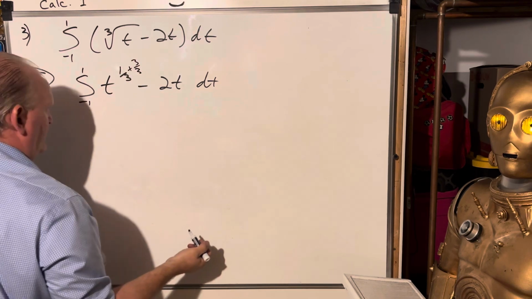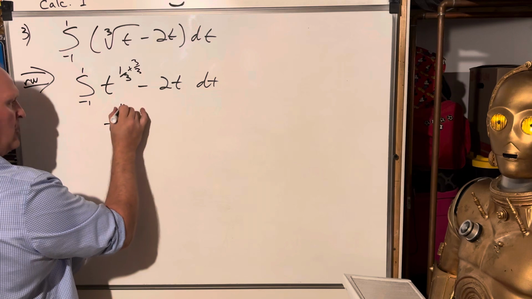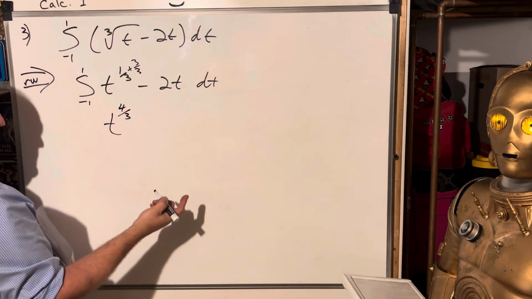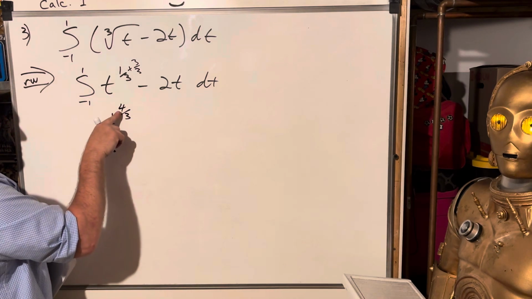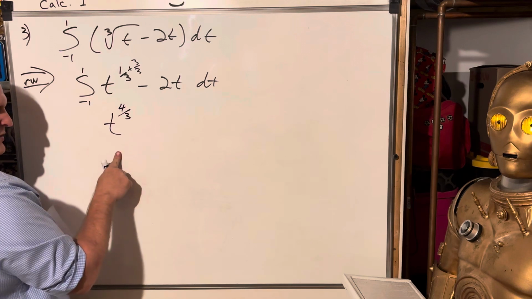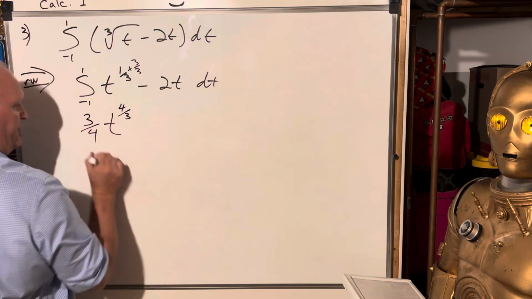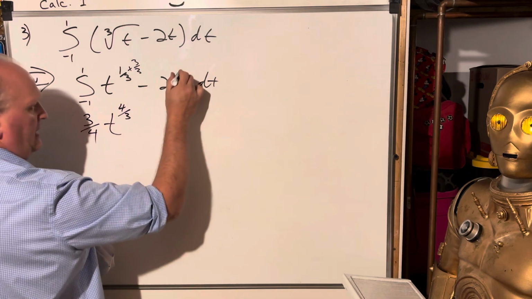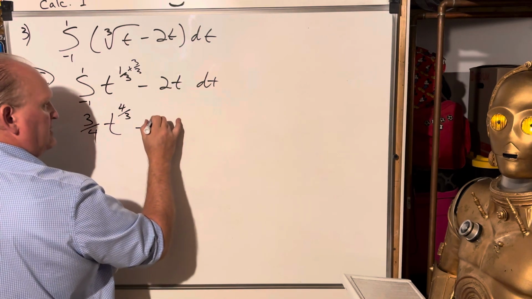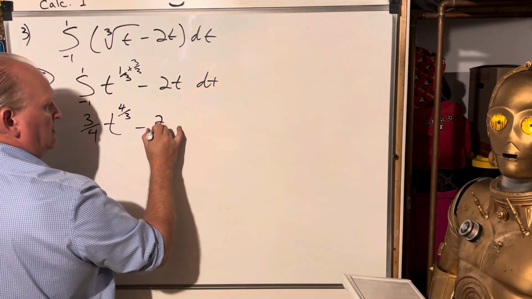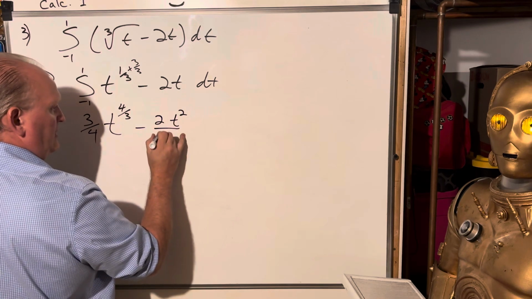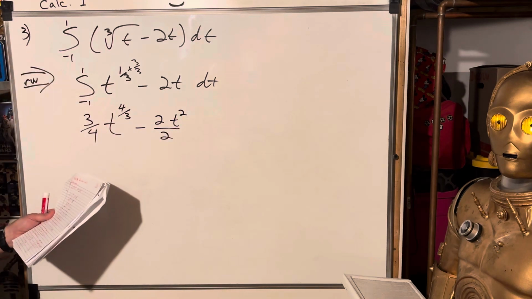That's 1, right? So t to the 4/3, and then the trick here is you just say, okay, well, it's divided by 4/3, which is the same as multiplying by the reciprocal. So that's got a 3/4 in front of it. And then add 1, so it's minus 2 over t squared, and then a 2 down there, so those 2's are going to cancel.